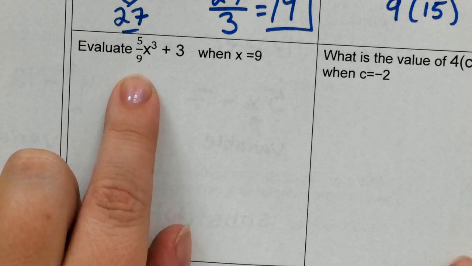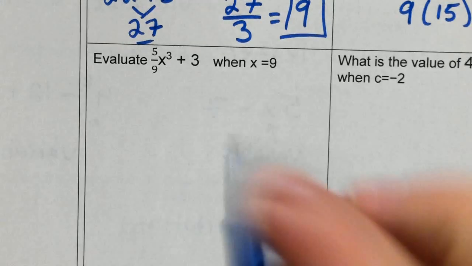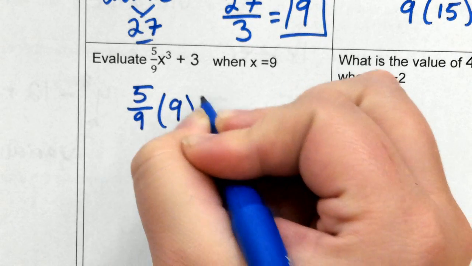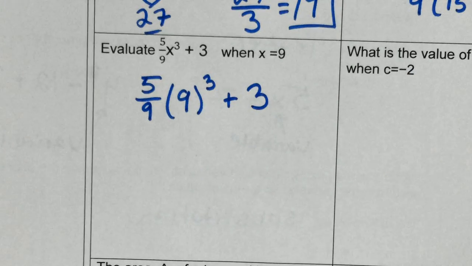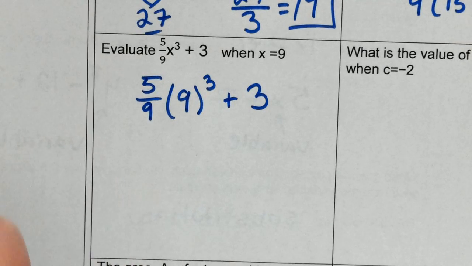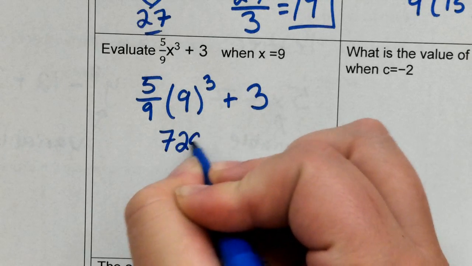Over here we have this fraction, but if you remember the math burpees we talked about, you'll be A-okay. Before we worry about that fraction though, we're going to substitute or put in our x. So we have 5 over 9, x, which is 9, exponent 3, plus 3. This is division and multiplication, but first we're going to do that exponent. 9 exponent 3 equals 729.